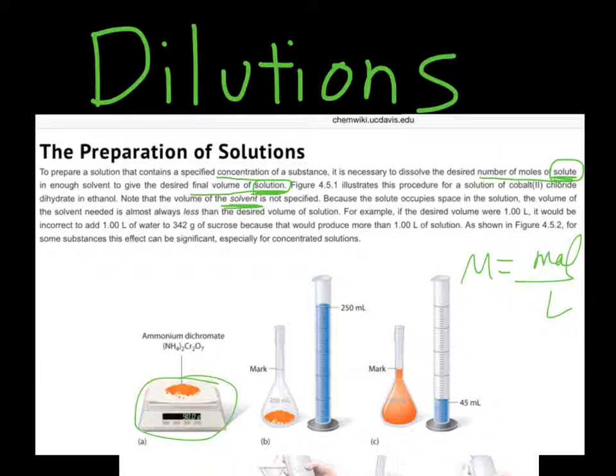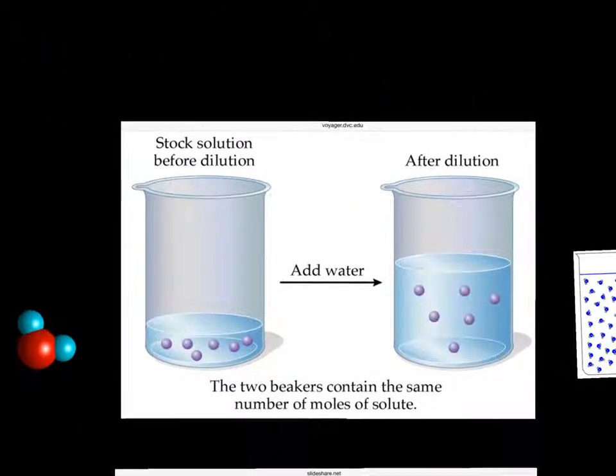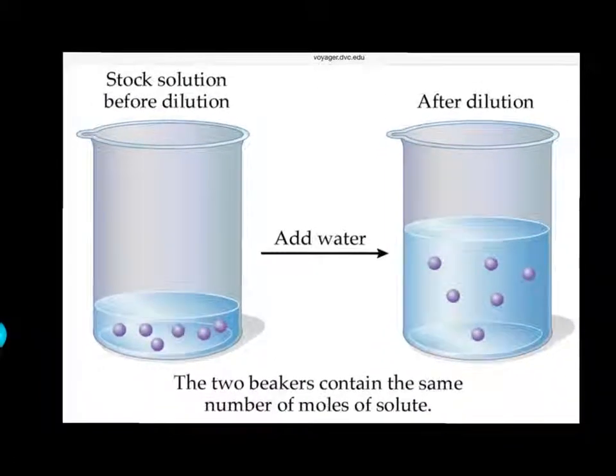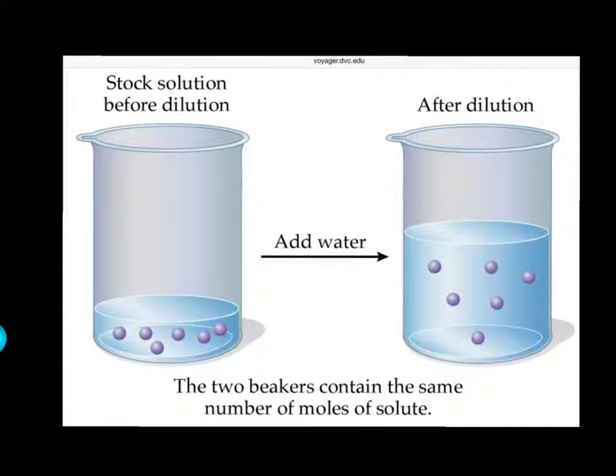But sometimes we have certain solutions that are at concentrations that we don't need. And so we need to have ways that we can dilute them down so that the concentrations that we do have are safer to work with, but will still work in our experiments. And so that's where we have these situations where we start off with a stock solution before dilution. If we use this model, we can see that there are 6 particles in this stock solution. And if we add water to that, just pour some water in there, we do not change the number of particles. They're still 6. So they contain the same number of moles of solute. What we have changed is the volume that those molecules are floating around in.